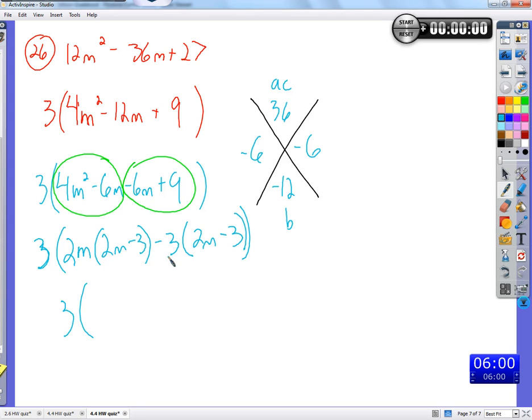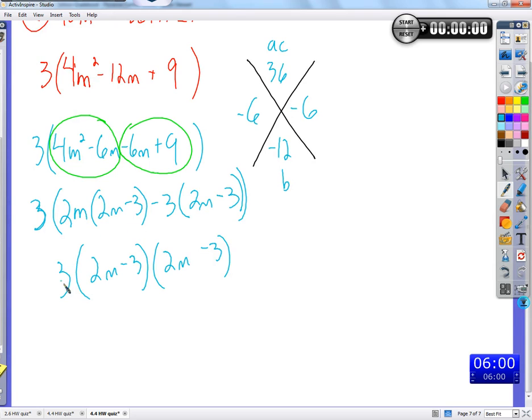This term and this term have a 2m minus 3 in common, so we undistribute the 2m minus 3. What would we have to distribute that to get 2m times 2m minus 3? We'd have to distribute it to 2m. And what about here? What would we have to multiply by to get negative 3 times 2m minus 3? We'd have to multiply by that negative 3. And we could write this a little shorter because 2m minus 3 times 2m minus 3 is just one thing times itself. When you're multiplying something times itself, it's called squaring: 2m minus 3 squared. That's fully factored.